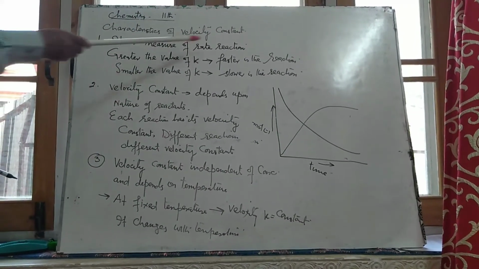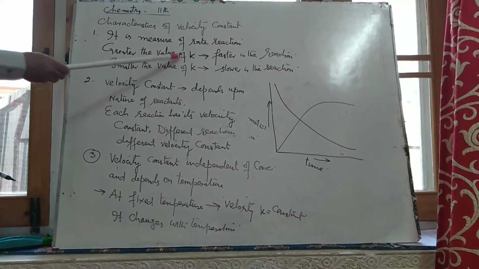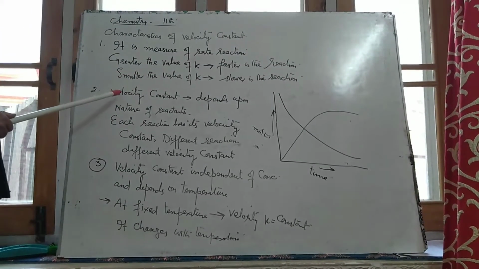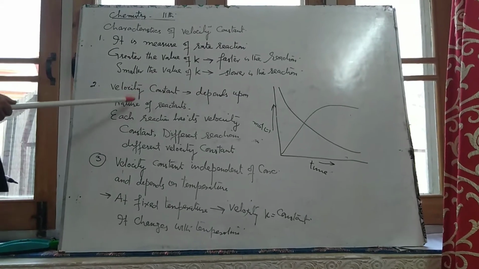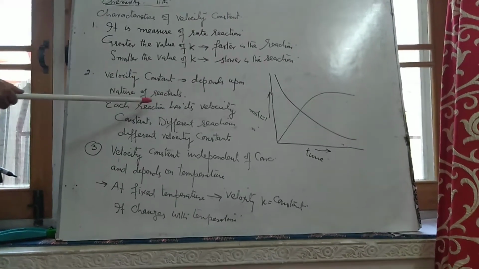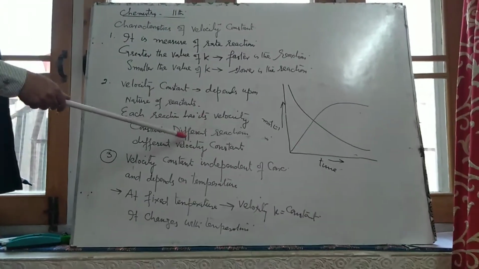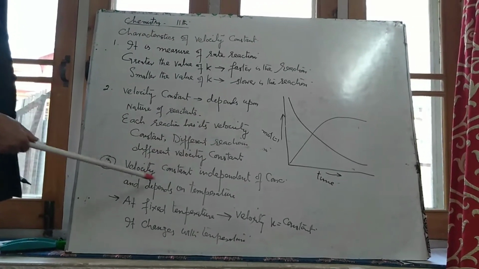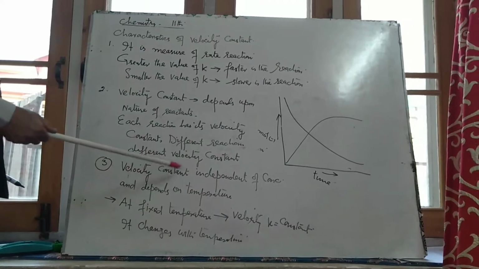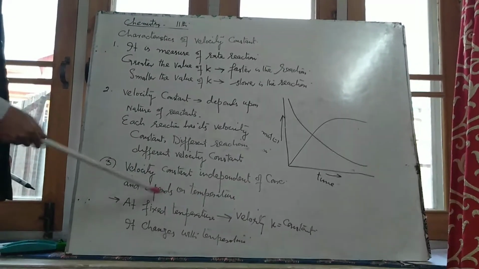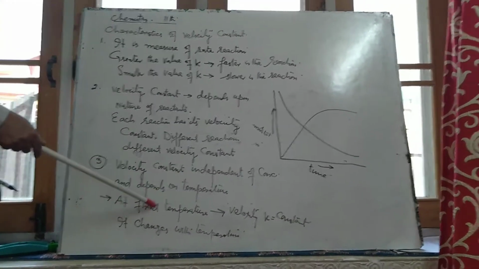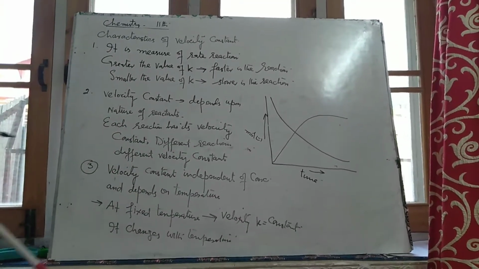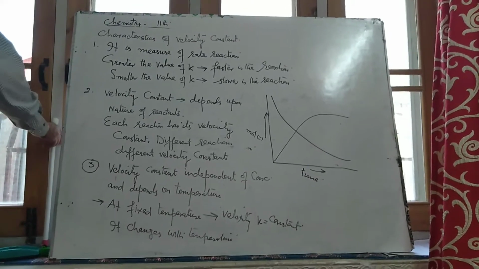First, it is the measure of rate of reaction. Greater the value of k, faster is the reaction. Smaller the value of k, slower is the reaction. Second, velocity constant depends upon the nature of the reactants. That is, each reaction has its own velocity constant, or in other words, different reactions have different velocity constants. Third, velocity constant is independent of the concentration and depends upon the temperature. At a fixed temperature, velocity constant is fixed and changes with temperature. These were the characteristics of the velocity constant.